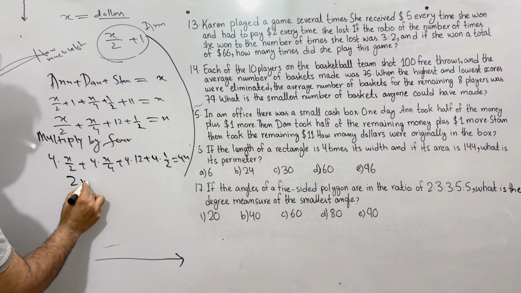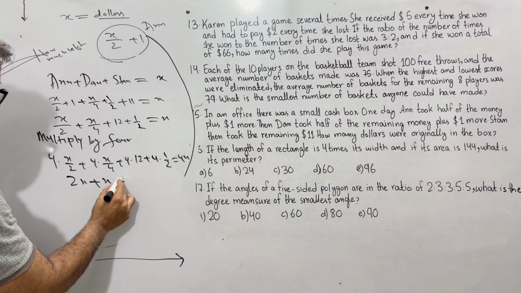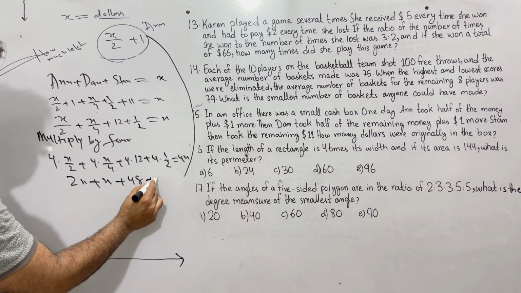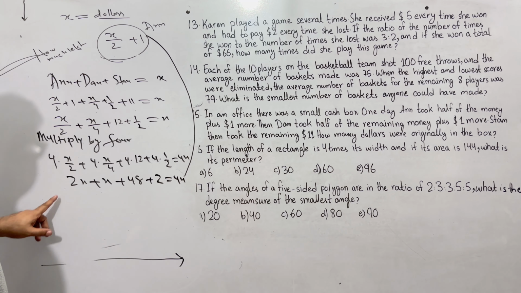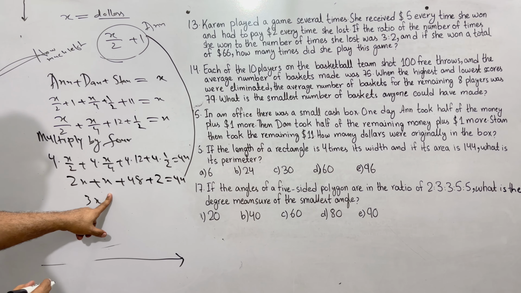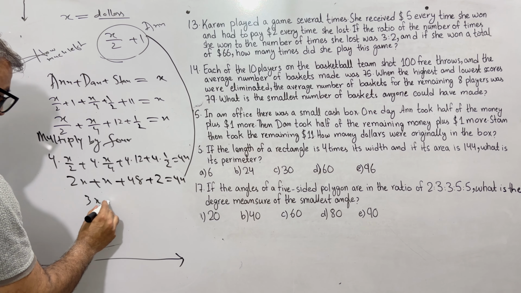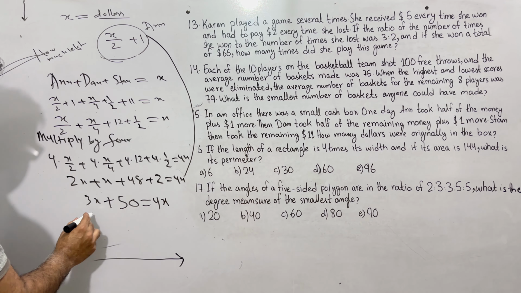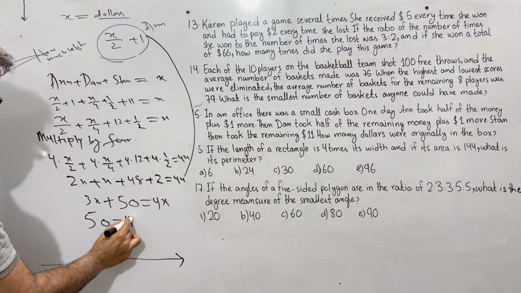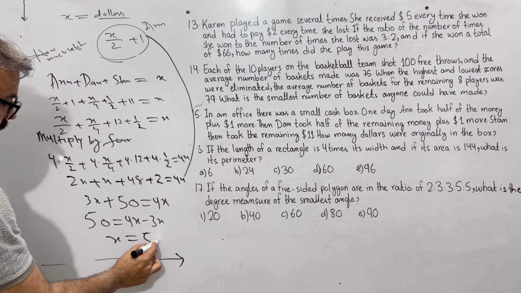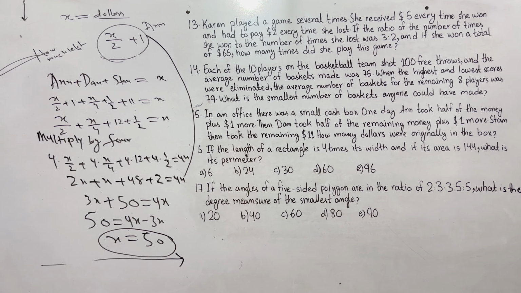It will become 2X, here remains only X, then 4 times 12 is 48, plus 2 times 1 over 2... that is 2. Gather them: 2X plus X, 3X. 48 plus 2, 50 is equal to 4X. Shift 3X over there. 50 is equal to 4X minus 3X. So the money originally in the cash box was $50 only.